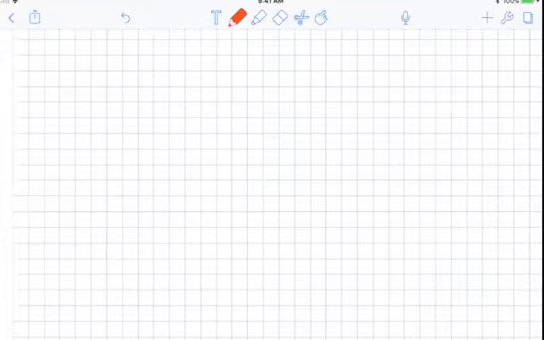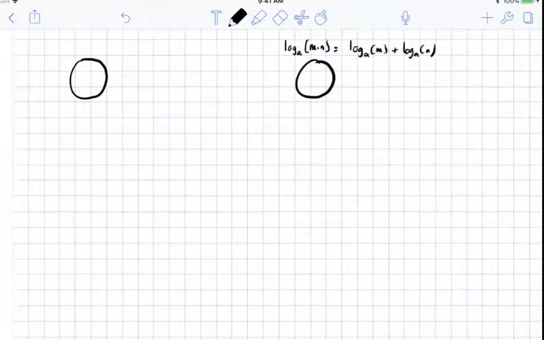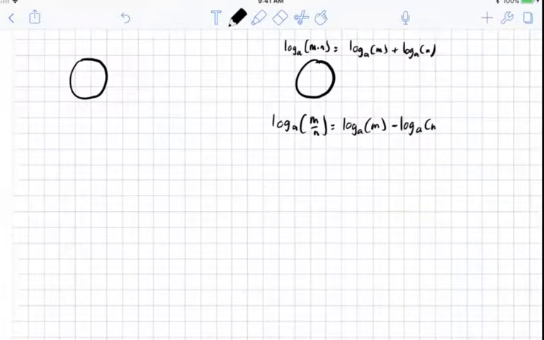Great. So the first thing I taught you was that there's a whole bunch of properties of logarithms. Log a of m times n can be written as log a of m plus log a of n. And log a of m over n is equal to log a of m minus log a of n. Where do these properties come from? We know that they have these weird algebraic properties.